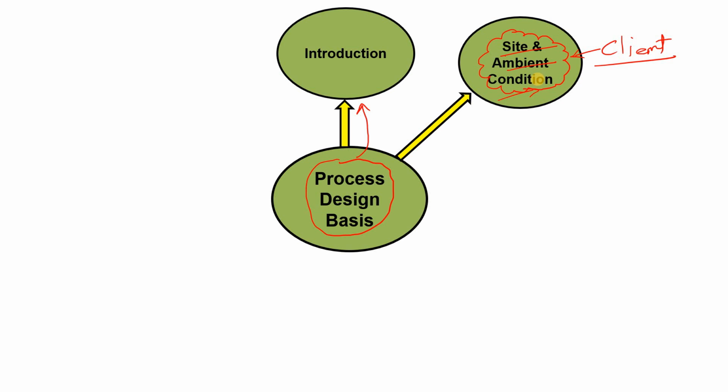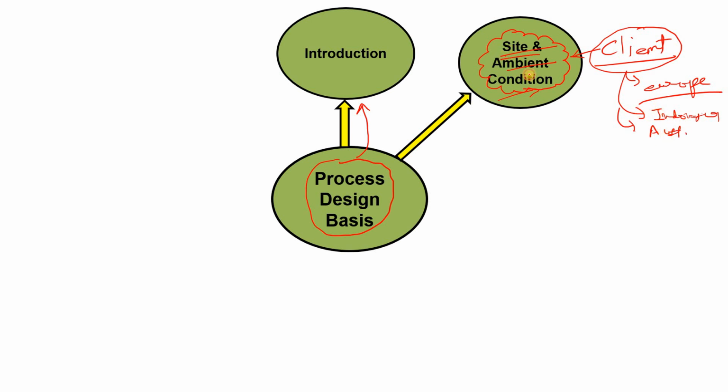do the design. Like you do the design of the cooling tower or chiller, or whatever equipment you are using where ambient condition could play an important role, there site and ambient condition plays a very important role. For example, in the site and ambient condition, you will get the information about the temperature. Let's suppose your client plant is in Europe, and there is another client whose plant is in Indonesia, and there is a third client whose plant is in Australia.